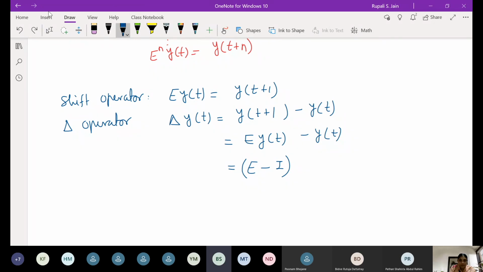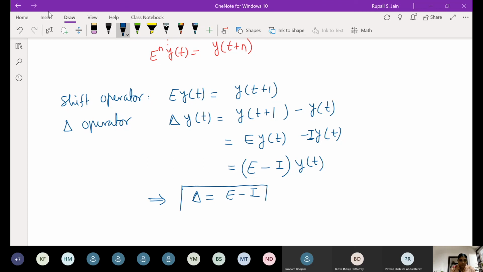So this yt I can write as I of yt. Identity operator operated on yt will be just yt. So e minus I of yt. So delta of yt is e minus I of yt. So this gives me the relation between delta and e minus I. So delta is nothing but e minus I.